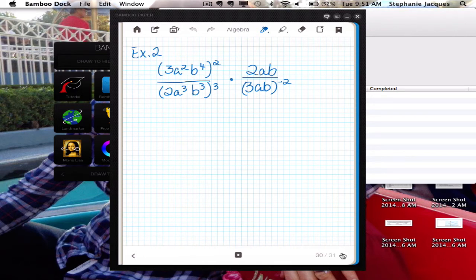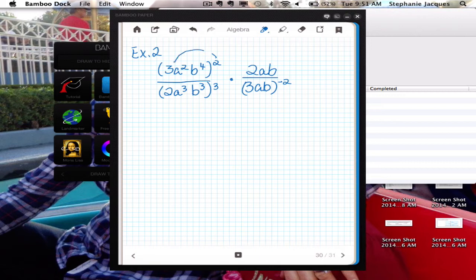Okay, so we have in parentheses 3a squared b to the 4th, and that whole thing is going to be squared. And it's all over 2a to the 3rd, b to the 3rd. The whole thing is going to be cubed, or to the 3rd power. Then I have 2ab. Then I have 3ab, but it's all to the negative 2nd power. So first thing I want to do before I multiply across, I want to get rid of these exponents on the outside of the parentheses.